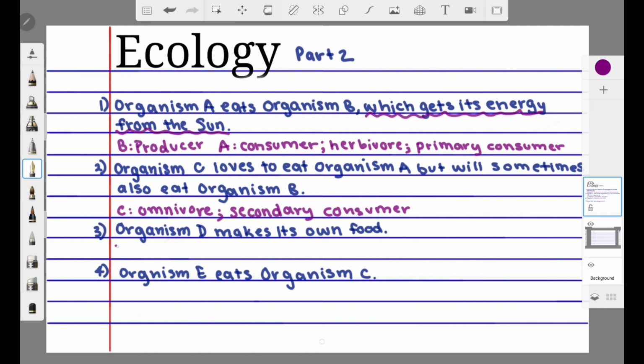Organism D makes its own food. It makes its own food, therefore it's the same thing as gets its energy from the sun. So D is a producer.